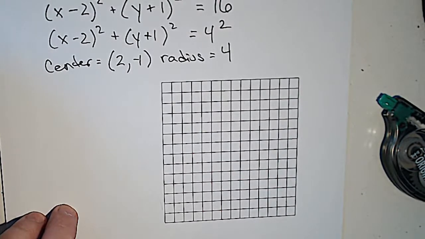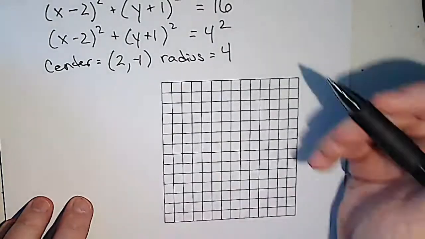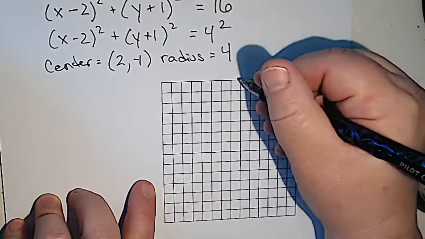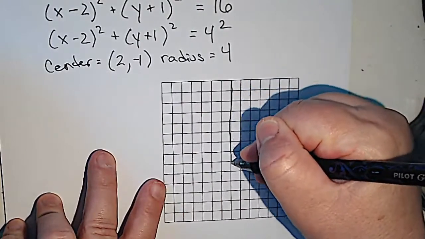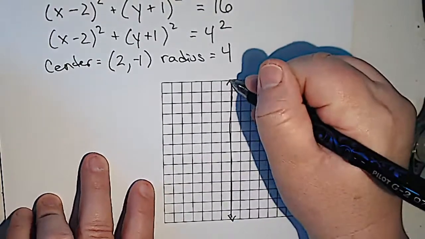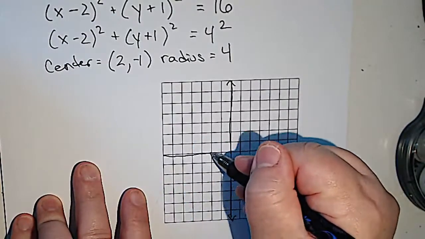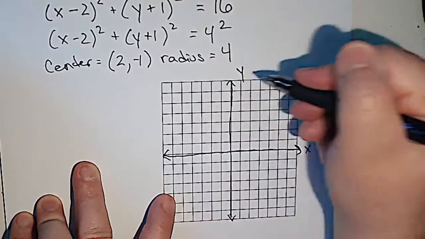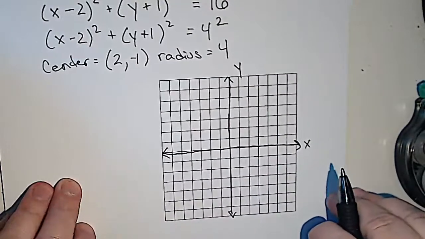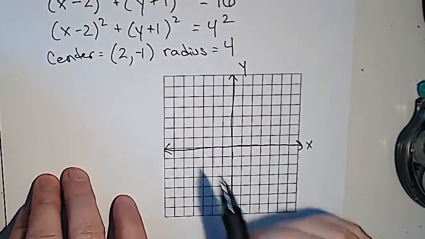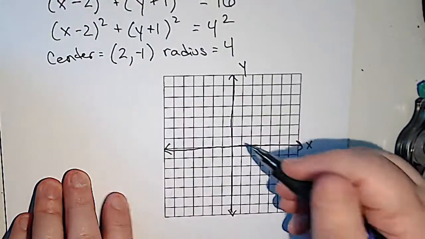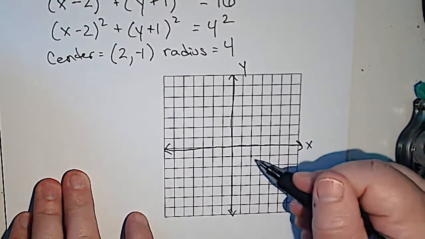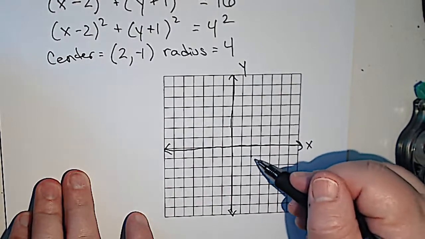Okay. So for my graph, let's see. I'm going to be at 2, -1. My radius is 4. I'm just going to put my axes in the middle. And again, I am absolutely using a ruler. You can see that I am using a ruler. And I am perfectly straight. Not. Okay, so 2, -1. So my center is right there. I make a little note, but I don't make it too dark because it's not part of the graph.